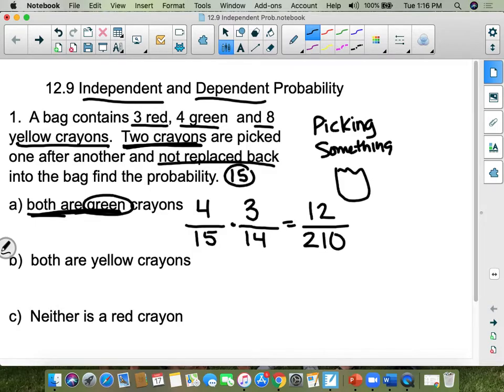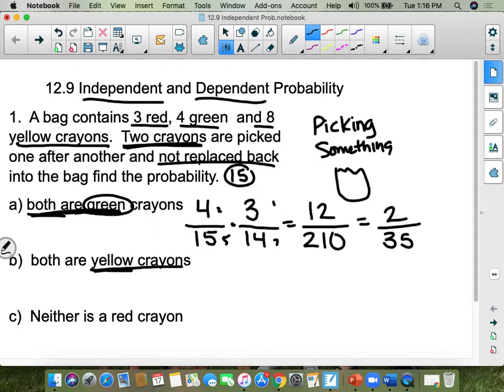And I'll accept that on the test if you don't want to simplify it. But if you can simplify it, go ahead and simplify it. It's up to you. I'm going to simplify it. I'm going to do a quick little method that I learned. You're going to get 2/35 if you simplify it, and if you don't simplify it, it's going to be 12 over 210. Again, it's the same thing.